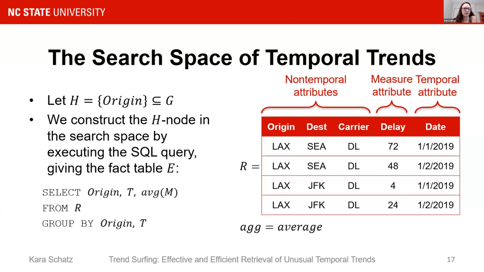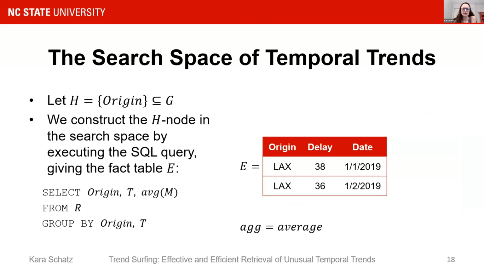So for example, if we let H be the origin attribute in our table, then we can construct the H node by the SQL query shown here using average aggregation. And that would give us this table E, which has only a single non-temporal attribute, origin. And the tuples here show the average delay values for the LAX origin airport on each of the corresponding dates.